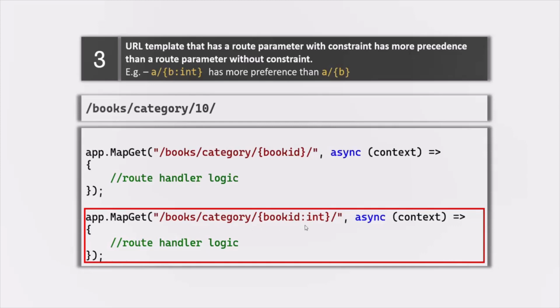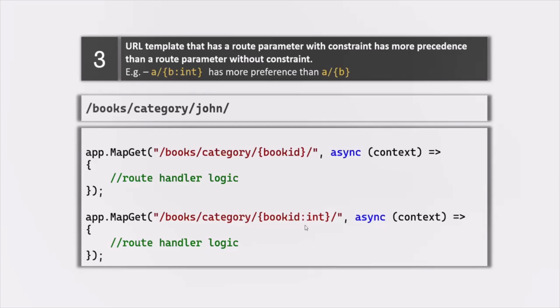But if the URL is /book/category/John, that means we are not specifying an integer value, we are specifying a string value. In this case, the second route pattern will not match, because for the book ID we have specified the constraint that it should be an integer value. So in this case, the first route will be called.